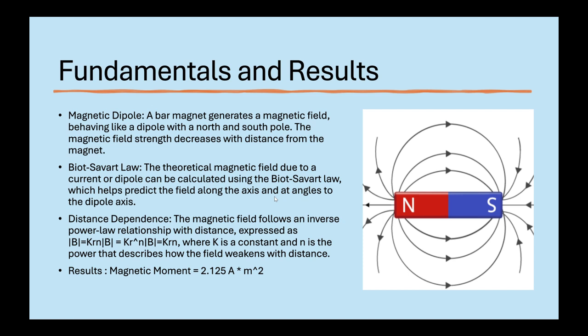The fundamentals that we use are a magnetic dipole, which behaves like a north and south pole, and then we also use Biot-Savart's law, which helps predict the magnetic field along an axis. The last one we use is distance dependence, which is derived in this equation, where k is a constant and n is a power, to show how the field gets weaker with distance. And the result we got was that the magnetic moment was 2.125 amps per meter squared.